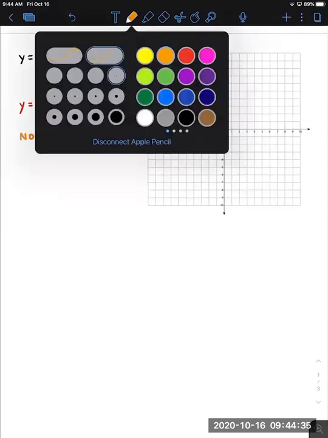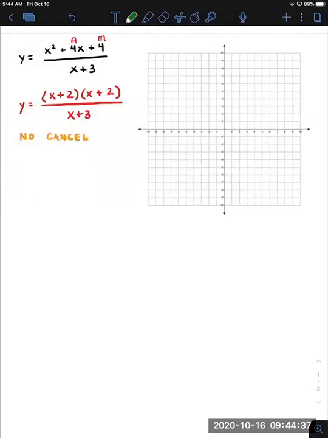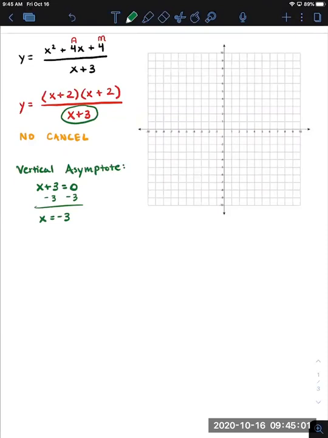So then we can keep going. We can find our vertical asymptote, where we set the denominator equal to 0. Subtract 3 on both sides. You get x equals -3. Now I'm going to put that on our graph over here. Remember, it's a dashed or a dotted line at x equals -3.